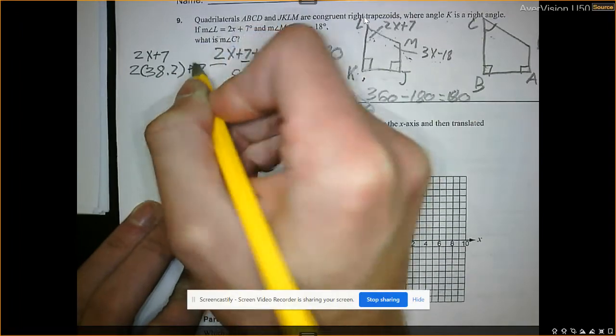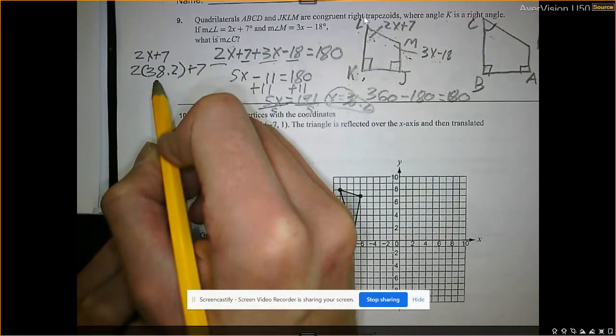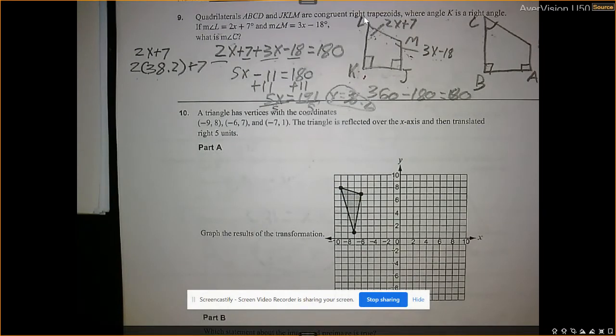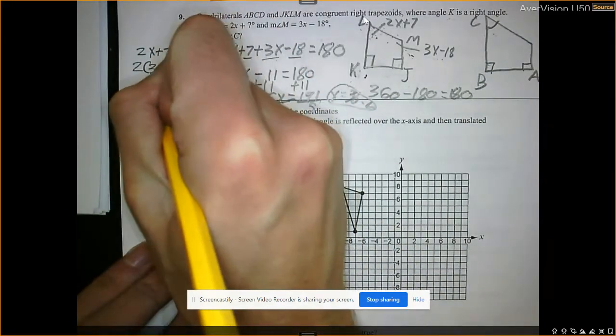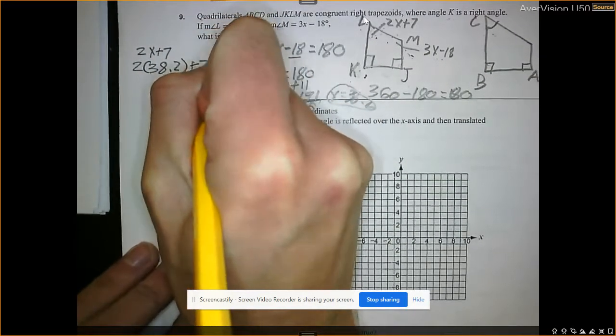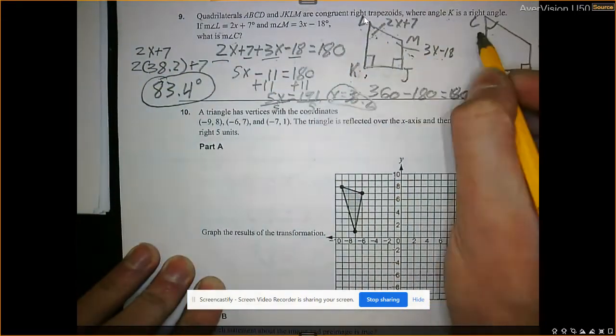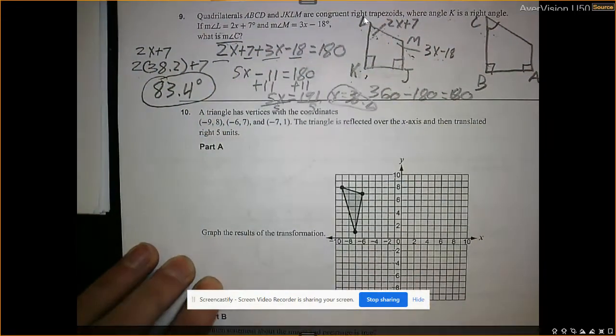Okay, and then I just go ahead and do 2 times 38.2. Doing that in my calculator, that is 76.4. I add 7 to that, and that is 83.4. So I know that L is 83.4 degrees, and if L is 83.4 degrees, so is C. So I answered my question.